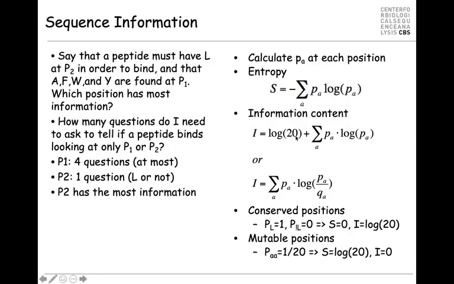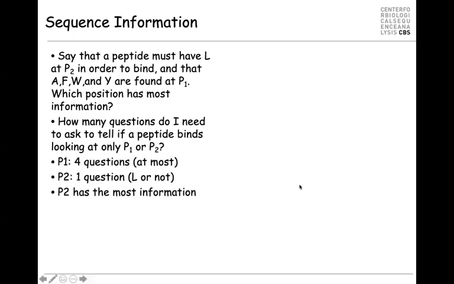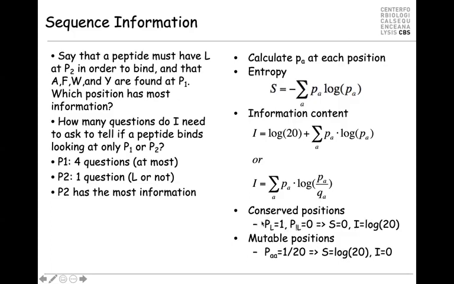So looking at these equations, you can see if you have a fully conserved position where you only allow 1 particular amino acid, like we had before here at P2, where only L was allowed. In that case, you get that the frequency of L is 1, and the frequency of all the other 19 amino acids is 0. Plugging in those numbers to these equations up here, you get the entropy being 0 and the information content being log of 20.